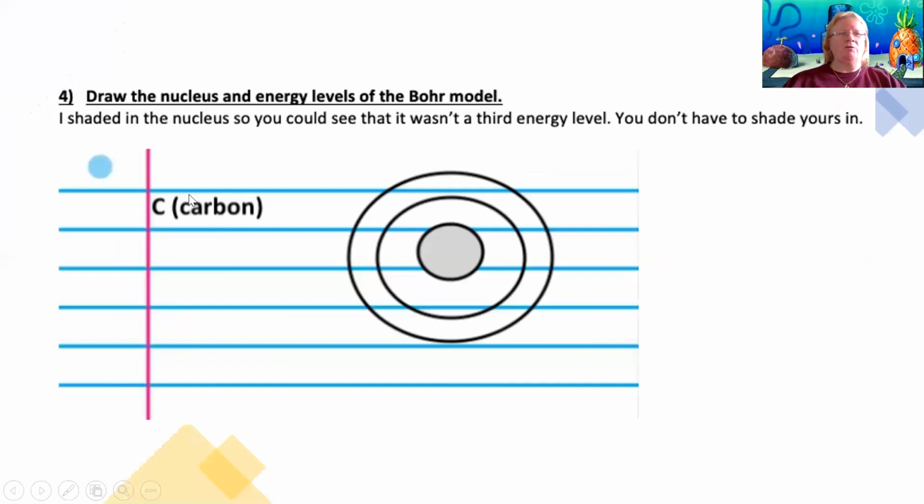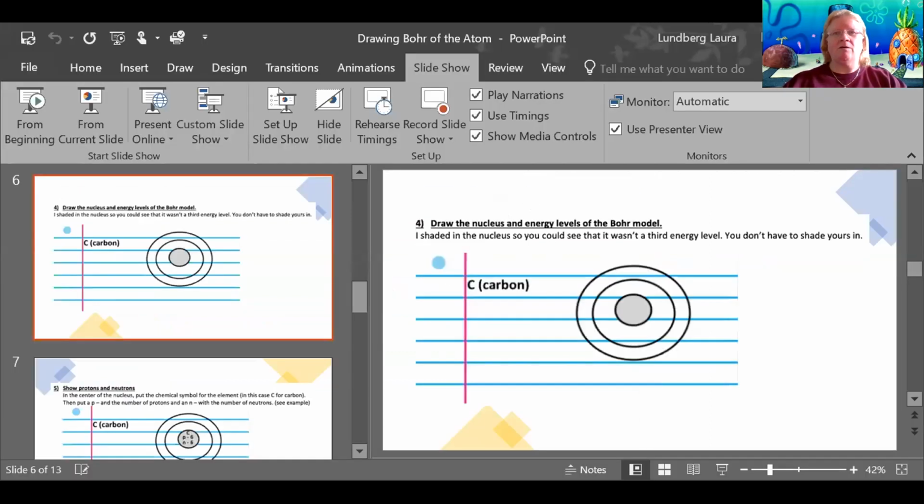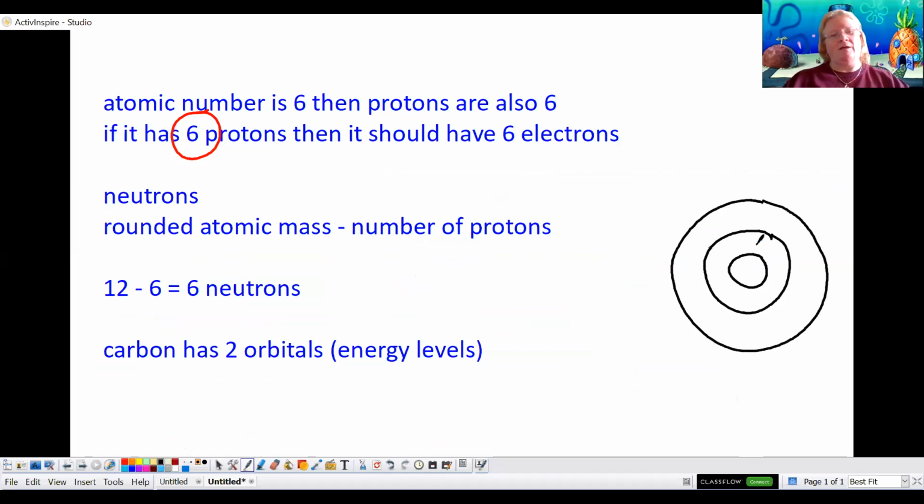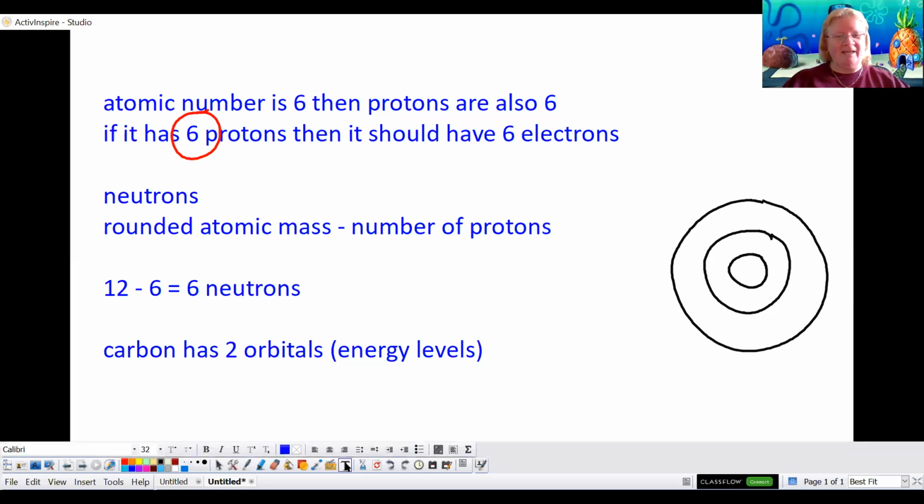Okay, so step 4, you draw your nucleus and your energy levels with the Bohr model. So I drew one here online, but let me show you what we've got here. So if I go back to here, I'll try these with my finger. Let's see how I do with my finger. Okay, so we've got a nucleus. It's a really small nucleus. And then we've got 2 energy shells. So 1, 2. Gotta say, guys, that's not that bad.